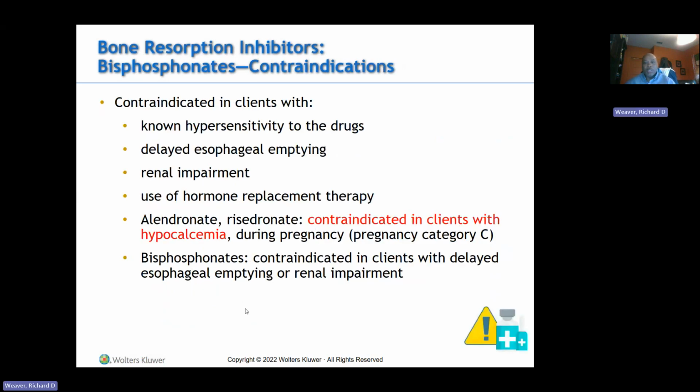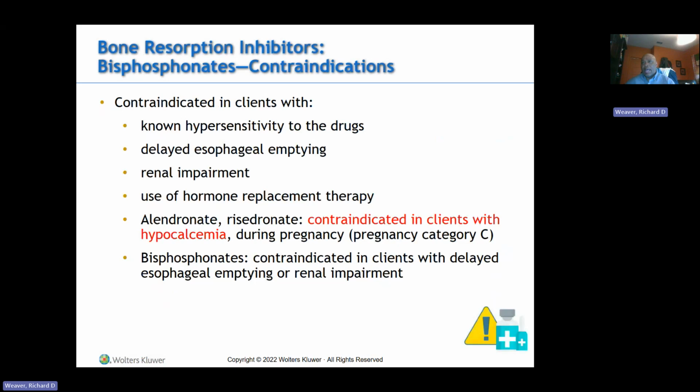As far as contraindications, these drugs are contraindicated in patients who are hypersensitive to bisphosphonates. Fosamax and Actonel are contraindicated in patients who have hypocalcemia. Because if you think about it, if someone already has low calcium levels in the blood and you use these drugs to move more calcium from the blood to the bones, it's going to cause their serum levels to go down even more. And so you have to be careful.